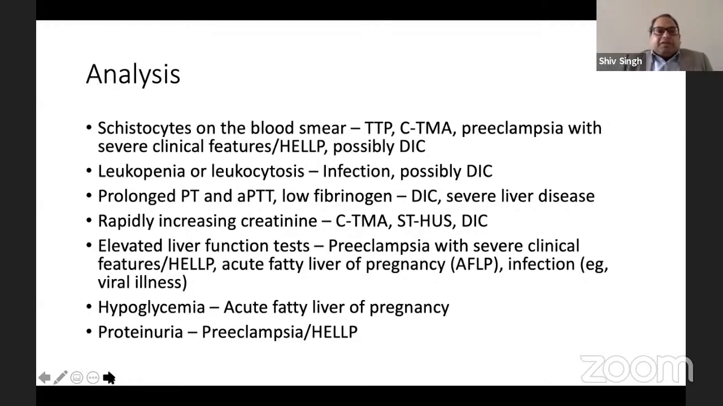If there are elevated liver functions, then you think of preeclampsia with severe clinical features, HELLP syndrome, or AFLP, that is acute fatty liver of pregnancy, or infection, for example, viral illnesses can also cause that. If the patient has low blood sugar, then you start thinking of acute fatty liver of pregnancy. And if on urinalysis they have proteinuria, then you think of preeclampsia or HELLP syndrome. So this is the overall analysis of the various findings you can look at.